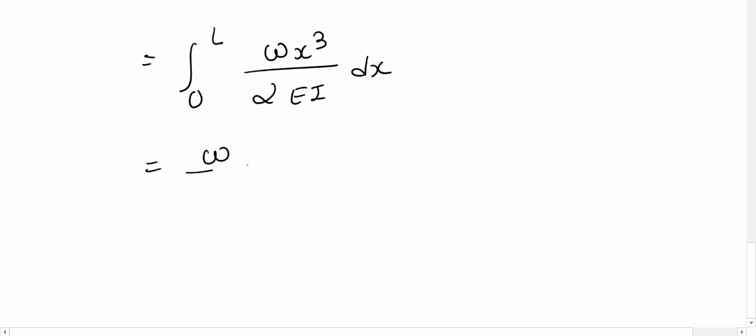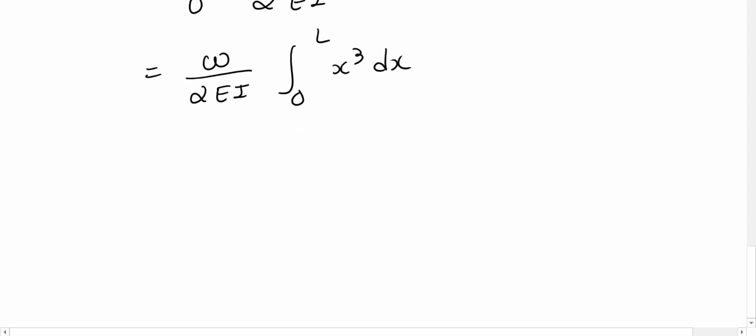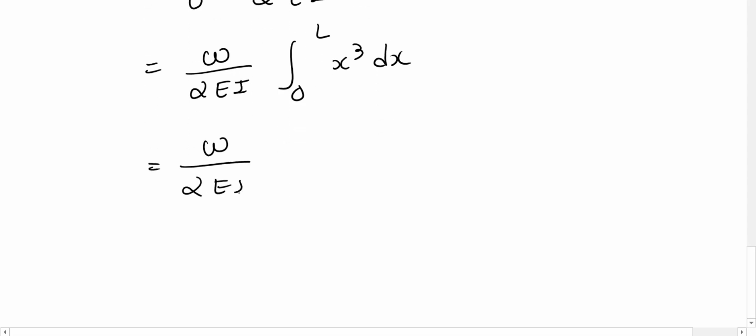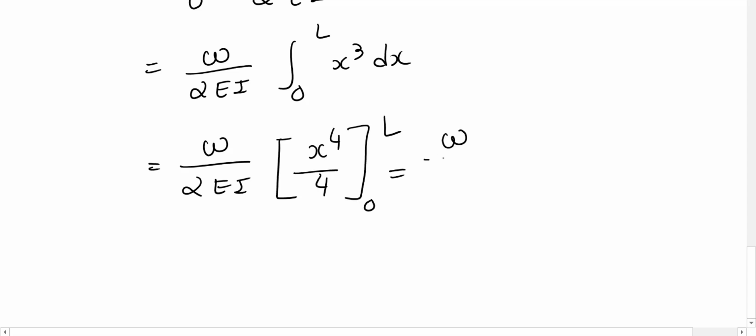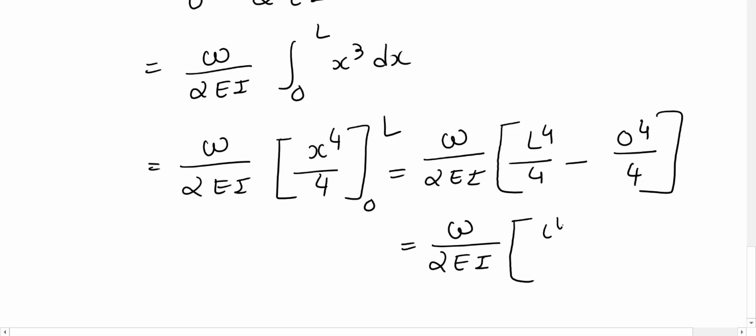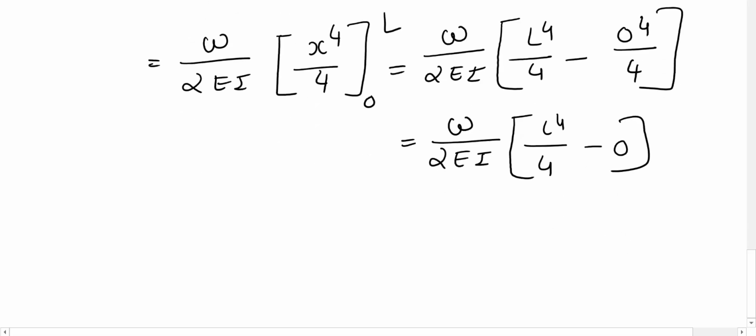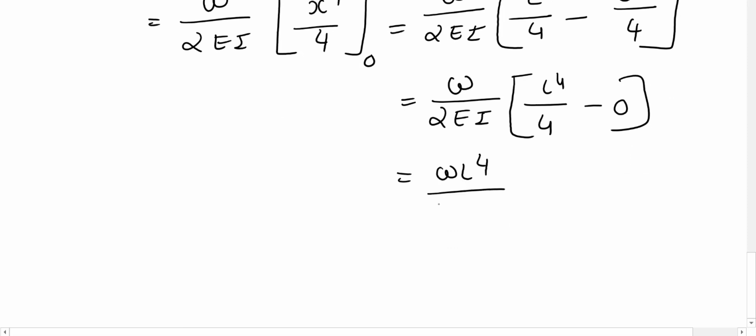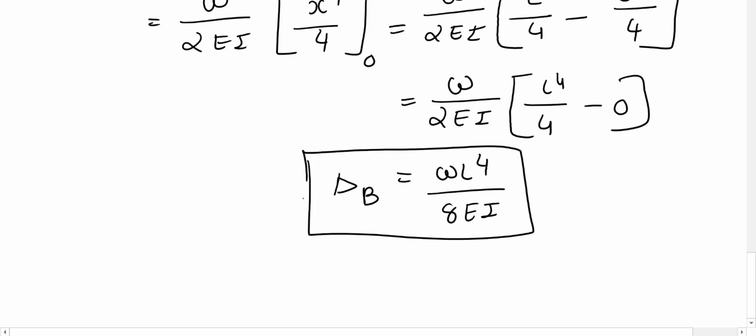Now we take the constant out: w on 2EI, integral from 0 to L of x cubed dx. Now we have x to the power 4 on 4, from 0 to L, which is w on 2EI times L to the power 4 on 4 minus 0 to the power 4 on 4, which is w on 2EI times L to the power 4 over 4, so it would be wL to the power 4 on 8EI. So that is the deflection at point B using the virtual work method. Thank you very much.